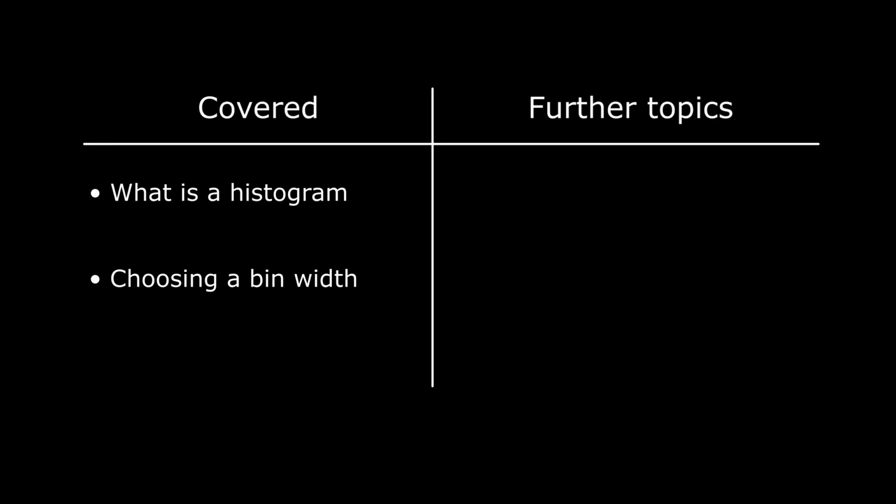This video aimed to provide an introduction to the histogram. In summary, it covered what a histogram is, a tool for visualizing the distribution of quantitative data, how to choose a bin width and its connection to the bias-variance trade-off, and how to construct a histogram step by step using a simple example dataset. There were, of course, things that were left out.